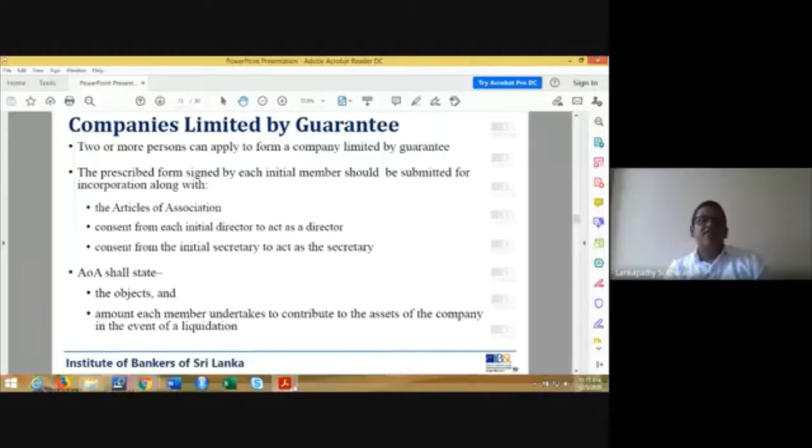And the articles of association shall state the object. In any company, the object should be stated. So in the articles of association, they have to mention the objective of the company. There will be a main objective and sub-objectives, but they have to mention the main objective at least. What is the purpose of creating this company? And the amount each member undertakes to contribute to the assets of the company in the event of liquidation. In the event of liquidation, what is the members' contribution? They have to mention the undertaking to contribute, because this company is limited by guarantee. So we have studied the 3 types of guarantee companies.